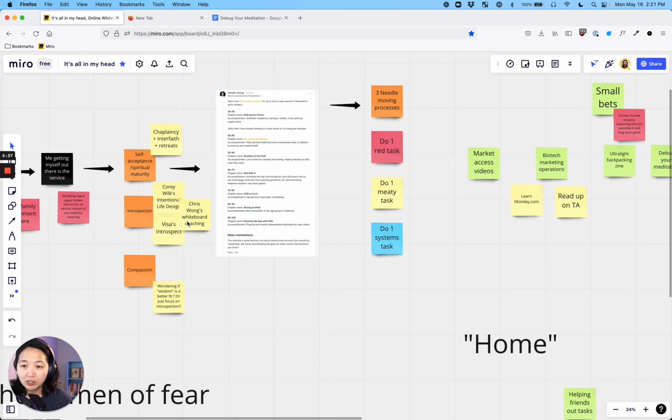In terms of introspection, there is Corey's class, and then I've also been talking to Visa, and his book Introspect is very much aligned with what I'm thinking about these days as well. Yeah, so again, the third thing, I think that actually needs some work.